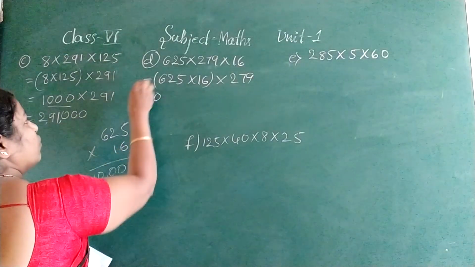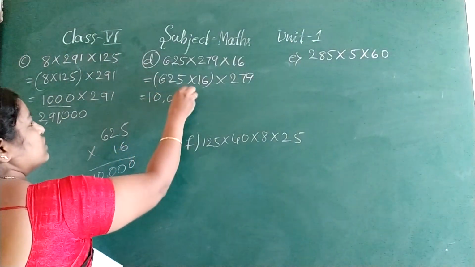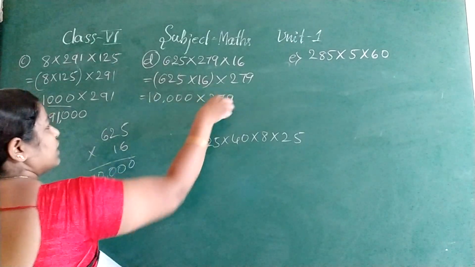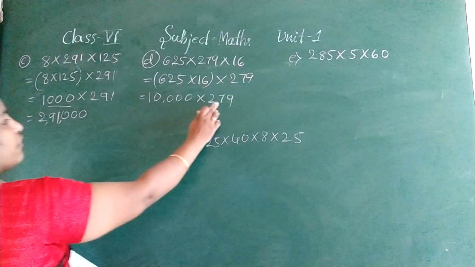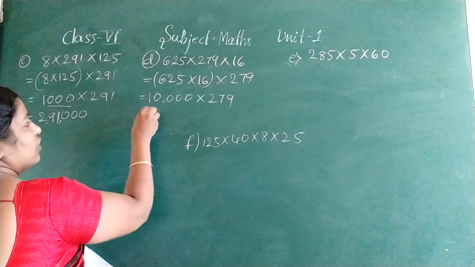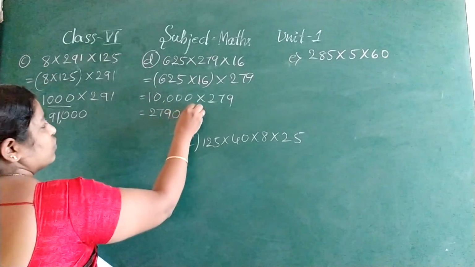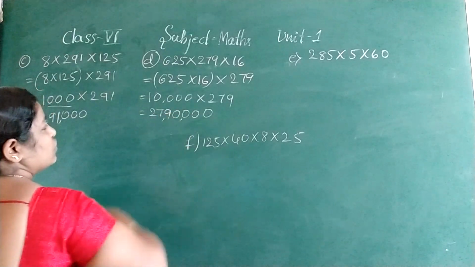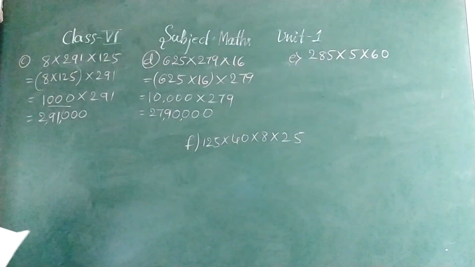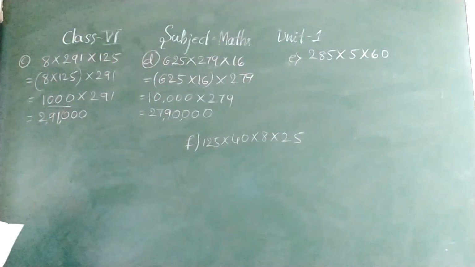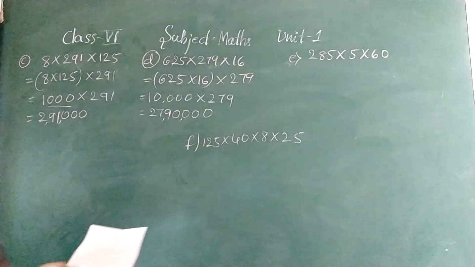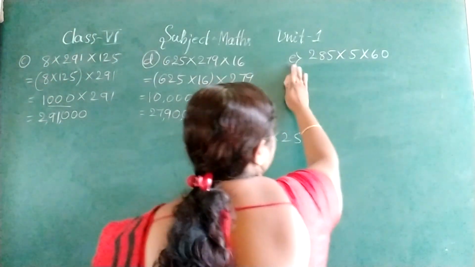So 10,000 into 279. So 279 into 1, 279, then 1, 2, 3, 4 zeros. So the answer will be 27,90,000. Next, here just see this.